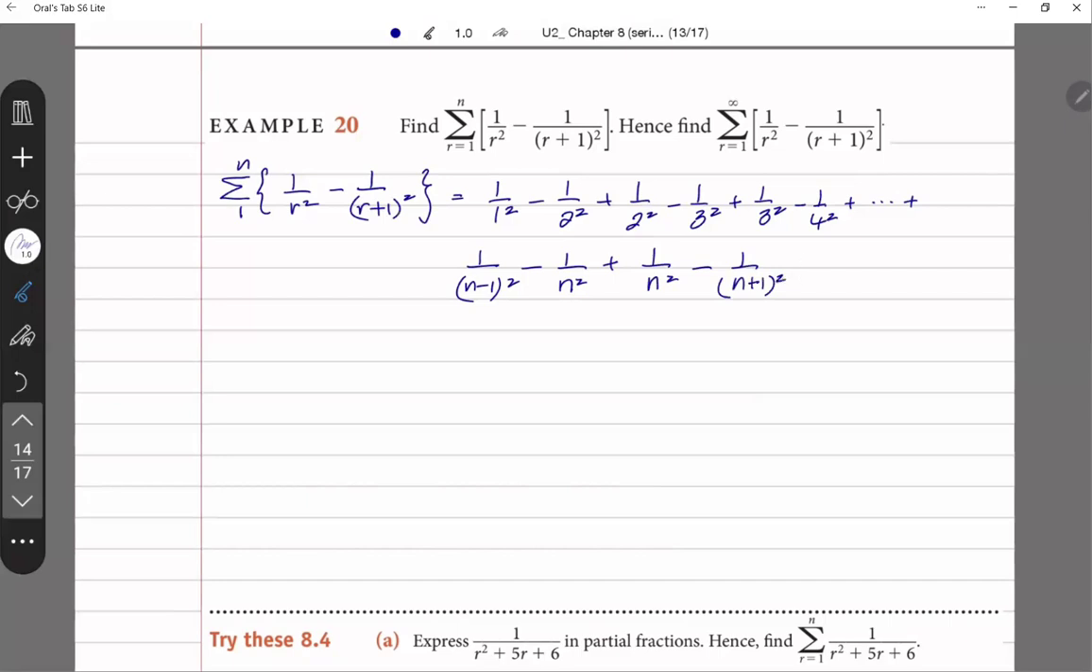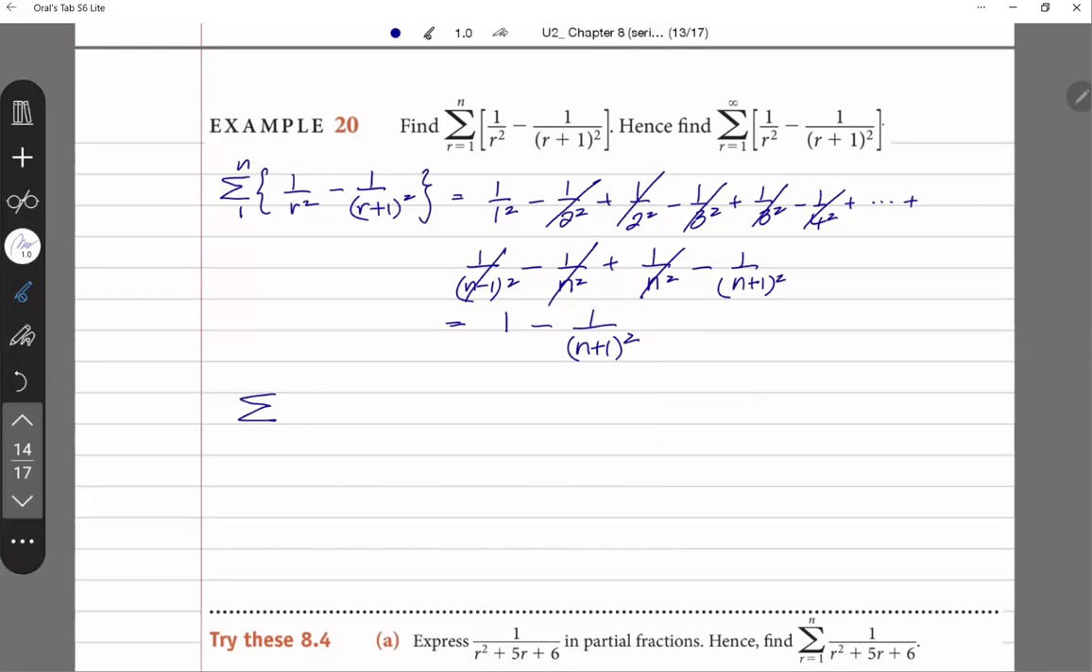All right. So what do we observe? We can observe that these middle terms are going to disappear. And if that be the case, looks like the only two that are left are the first and the last. So this sum would actually be equal to 1 minus 1 over n plus 1 squared. So that's the sum.